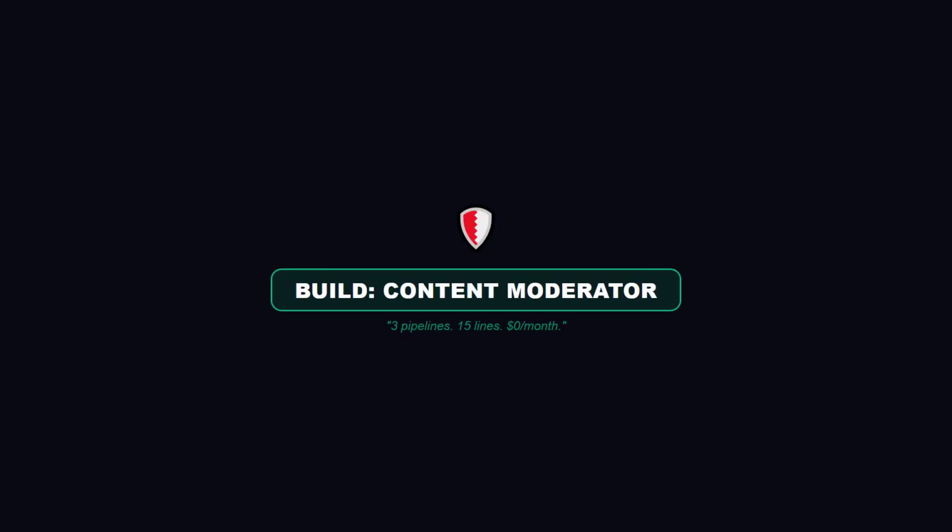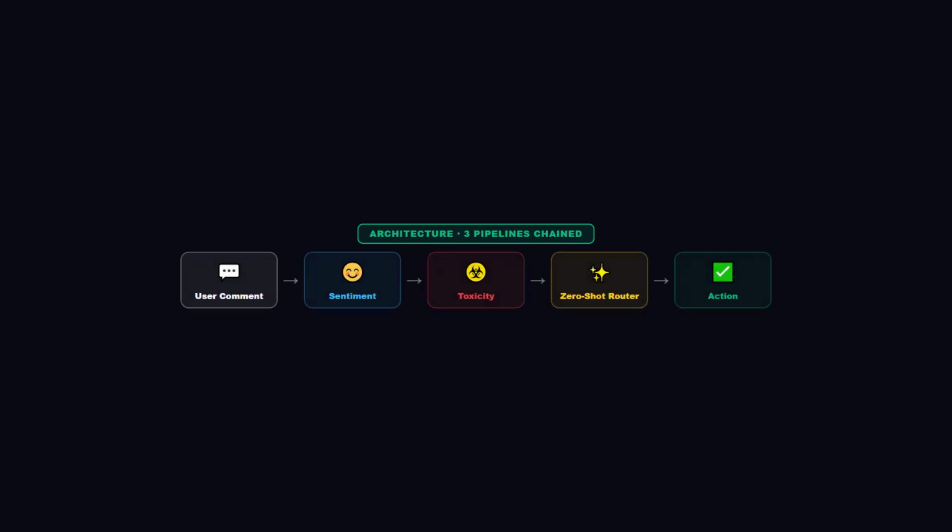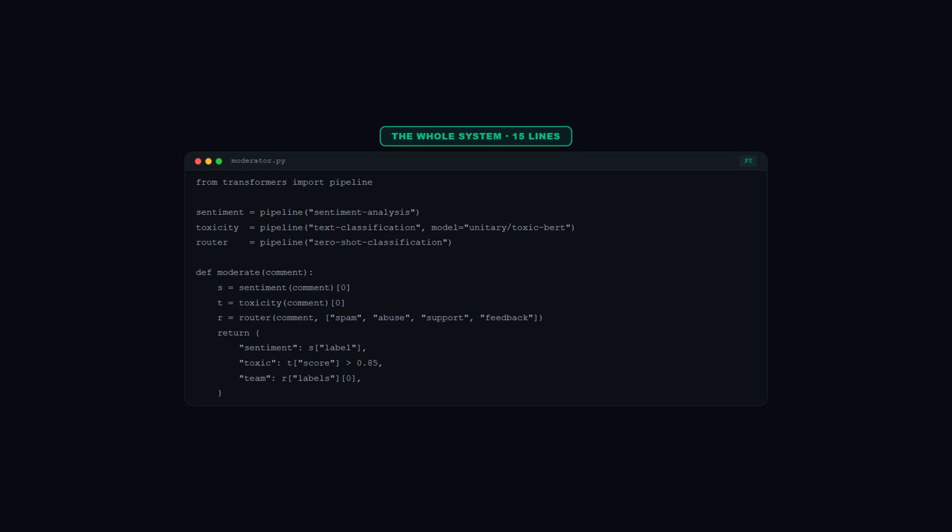Let's combine these. Real-world content moderation system. First pipeline classifies sentiment. Second pipeline detects toxicity using a different fine-tuned model. Third pipeline, zero-shot, routes the message to the right team. 15 lines of Python total. 3 pipeline calls chained. This is what costs companies thousands of dollars a month with OpenAI's moderation endpoint. Pipelines run it for free on your hardware with full data privacy. No customer messages leave your server.